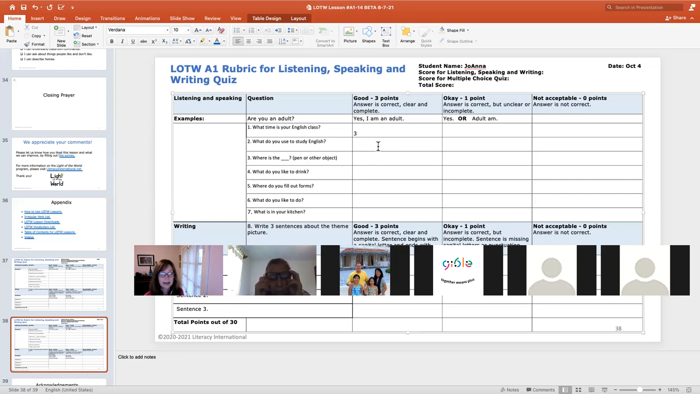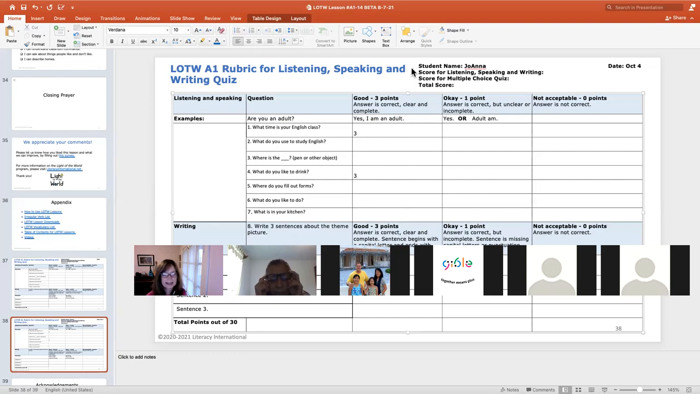Okay. And then let me ask you another one. Joanna, what do you like to drink? We're jumping to question number 4. What do you like to drink? I like to drink pineapple juice. Okay, very good. She likes to drink cran apple juice. So I would give her 3 points for that as well. So if she's giving good answers, she's going to get 3, 3, 3, 3, 3 all the way down here.